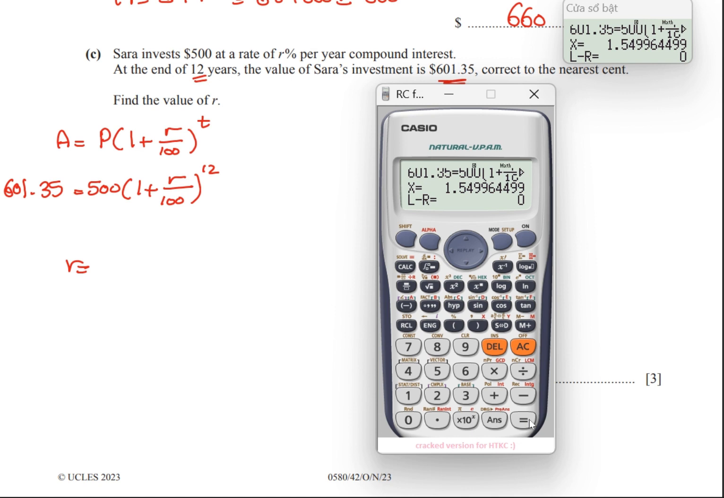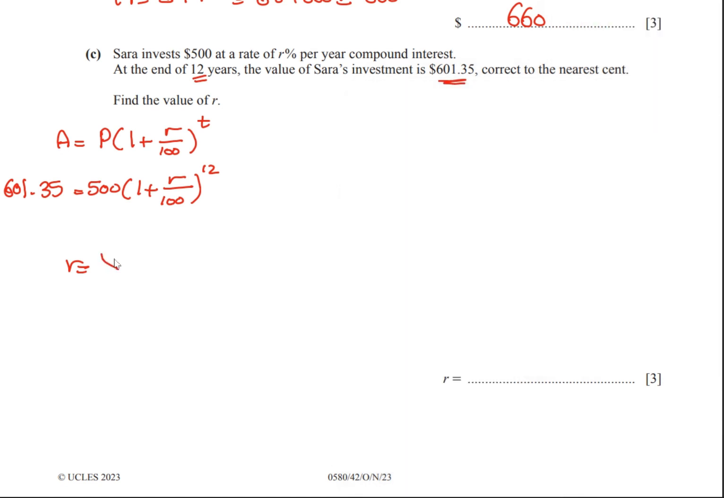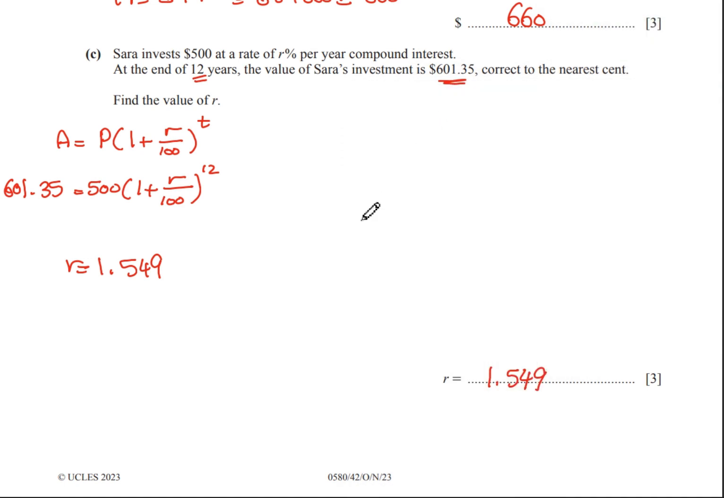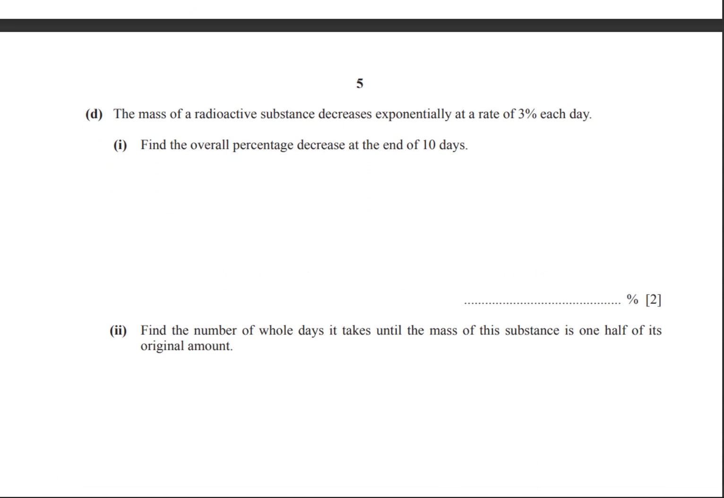So here the answer will be, as you see, 1.5499, which I can write as 1.549, as you see here. This answer, 1.549. Okay, for the next question.